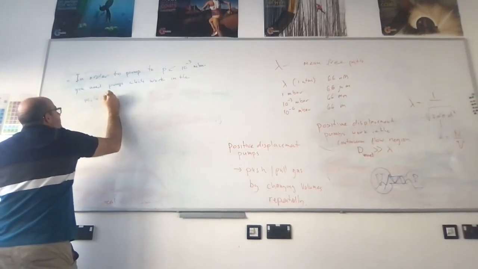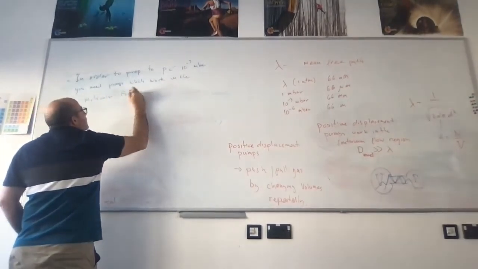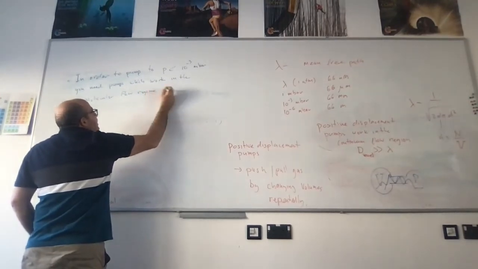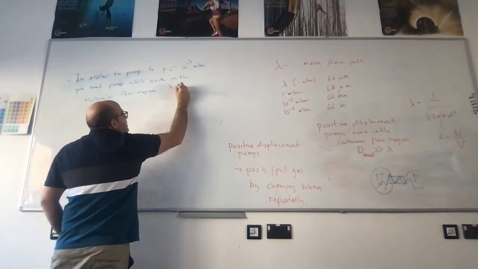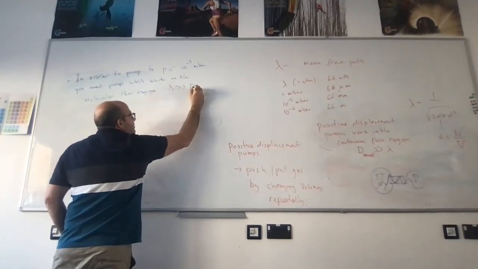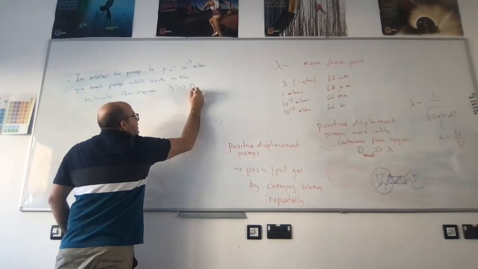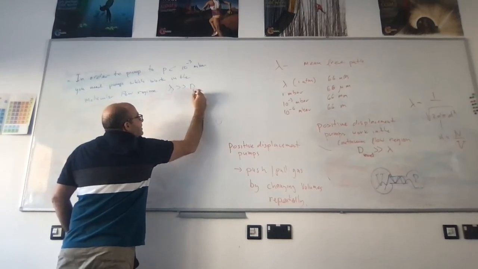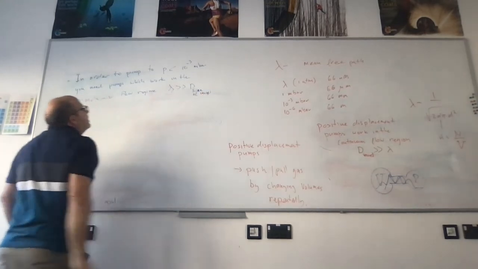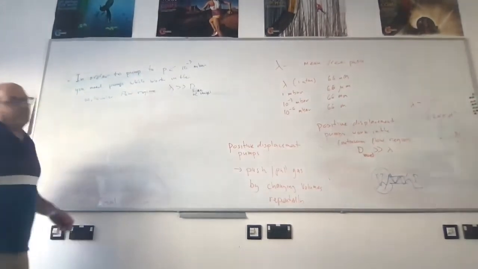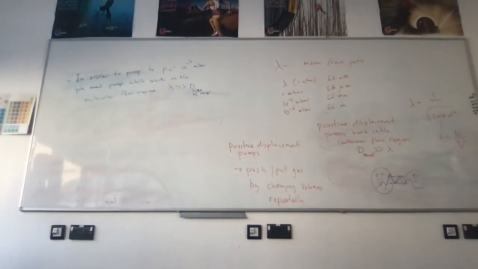The molecular flow regime is where the lambda is much bigger than d. This is the mean free path, and this is the kind of size of a vessel. So this is the opposite regime. If before lambda was much smaller, so we had an atmosphere, we had 66 nanometers before a molecule collided with another molecule. Okay, that was much smaller than the typical sizes. That stopped at 10 to the minus 3, and then we need to go into this molecular flow regime.